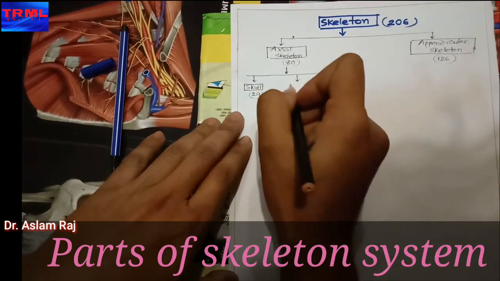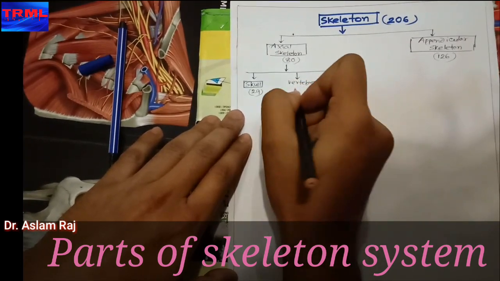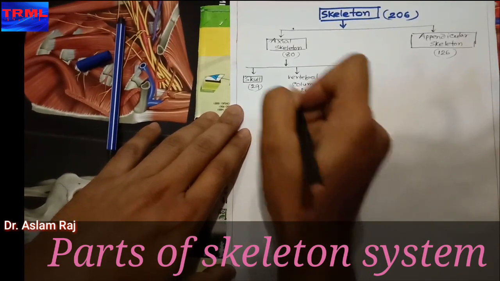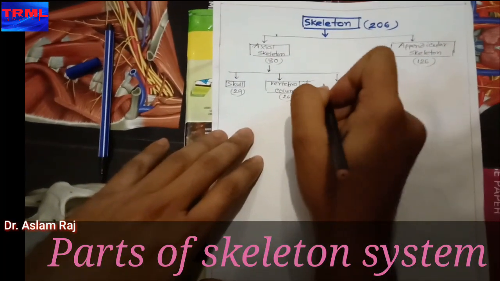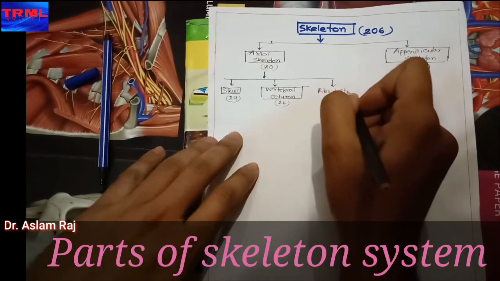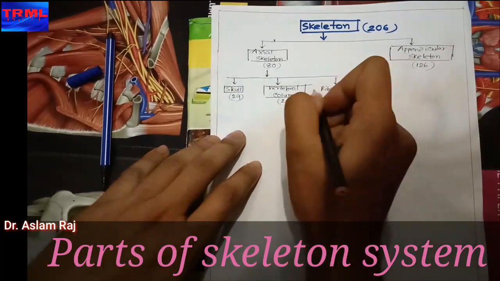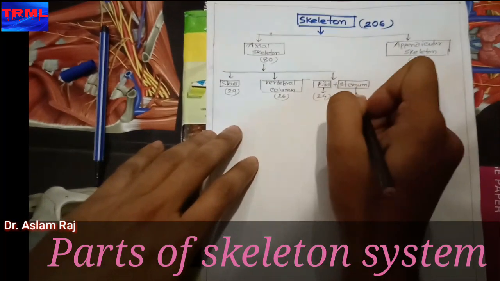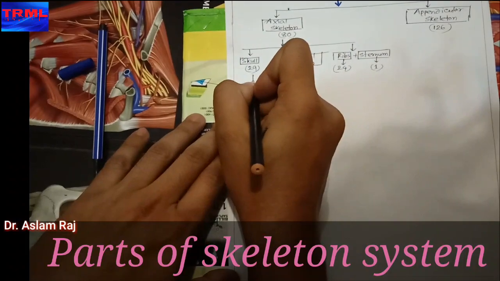And then the second one, vertebral column. Total bones of the vertebral column is 26. Then ribs and sternum, we call them together. Total ribs of our body is 24, and sternum is a single bone, 1.